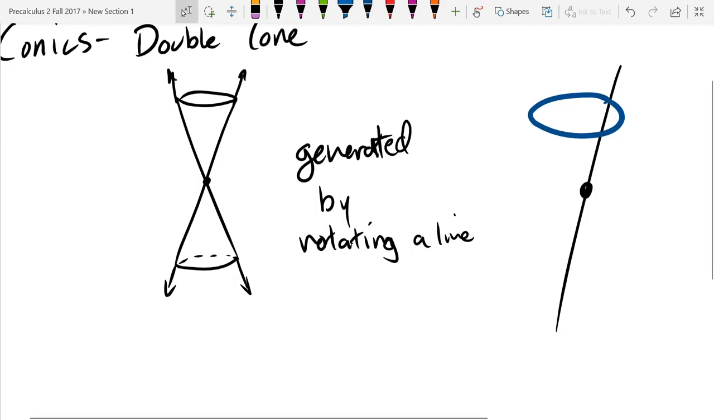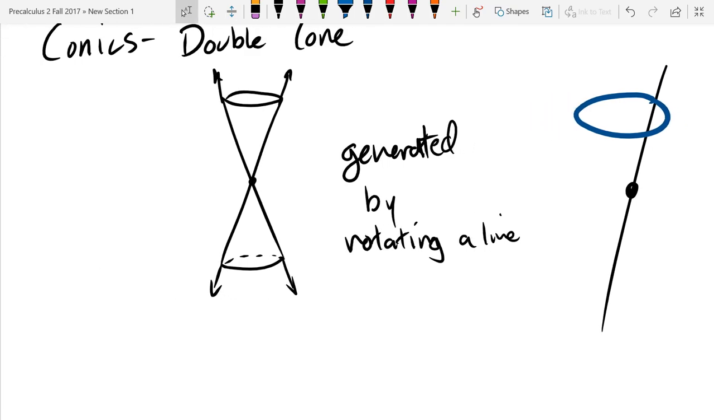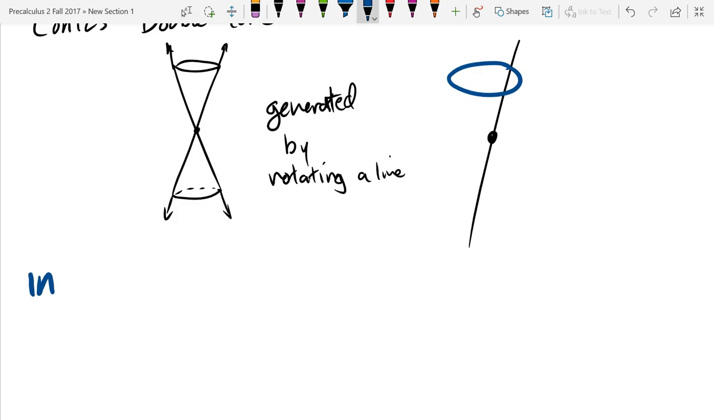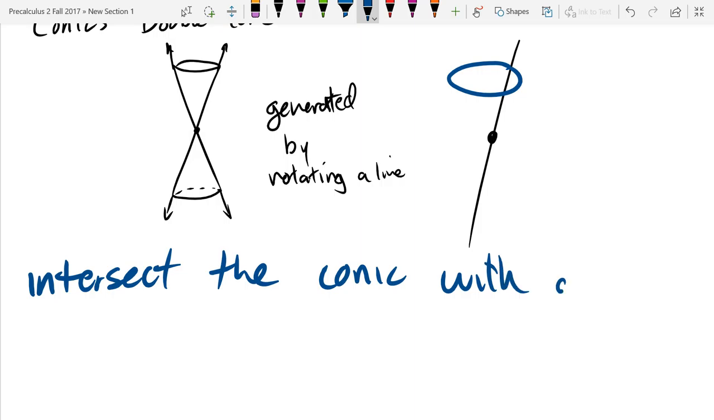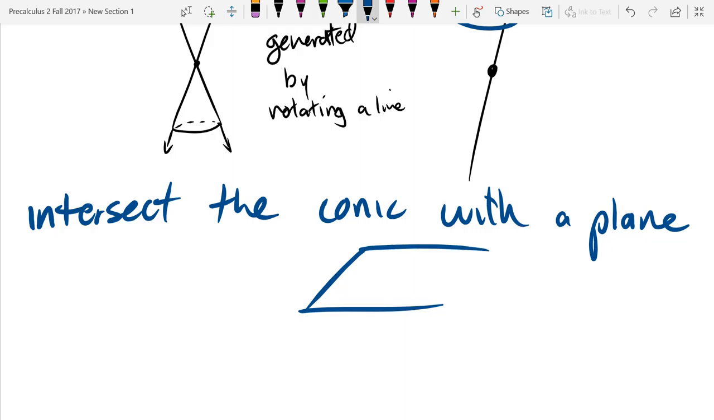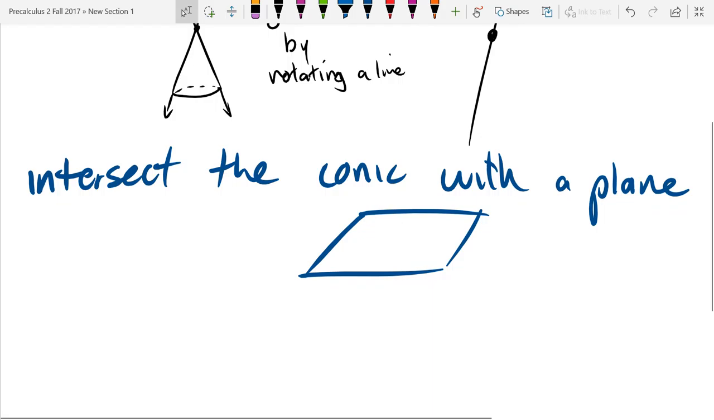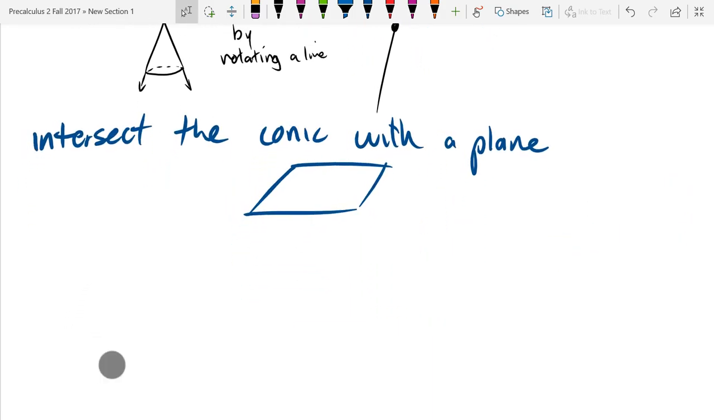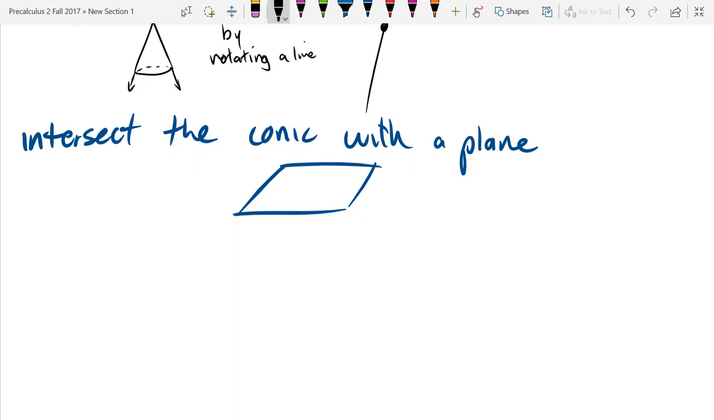Now what we're going to do is take this conic and cut it up in a couple different ways. Intersect the conic with the plane. And the way we're going to draw a plane is we're just going to draw a parallelogram and then call it a plane. All right, what are the ways we can intersect a conic with the plane? We'll go through from easiest to think about to most difficult.